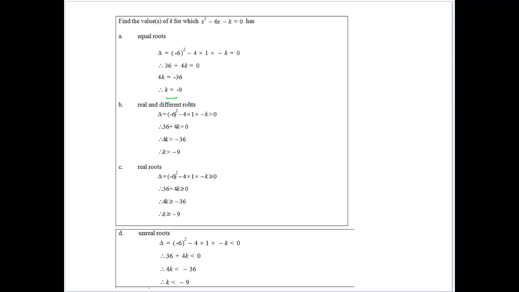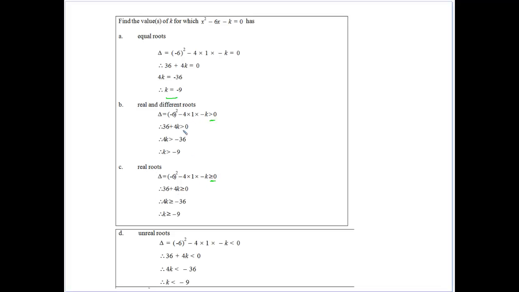If we get real and different roots, we know that's where our discriminant must be greater than 0. So again, we set up our discriminant greater than 0, which means 36 plus 4k is greater than 0. We solve that by taking the 36 across, which becomes minus 36, and dividing by 4. So when k is greater than minus 9, this quadratic will get 2 roots. Any number in there that's greater than minus 9 gives 2 roots.